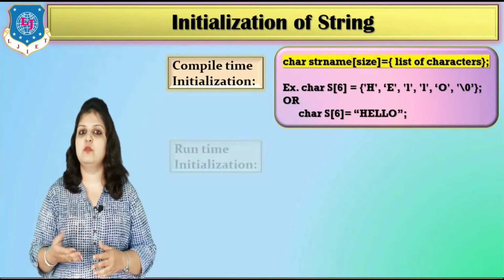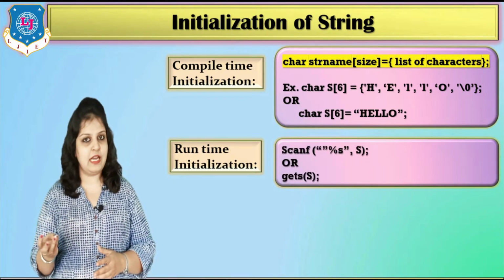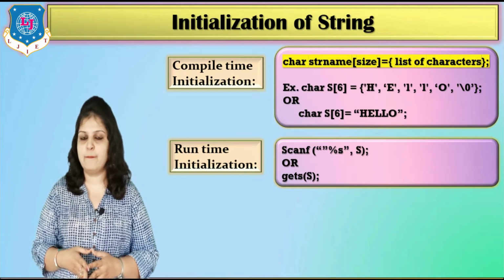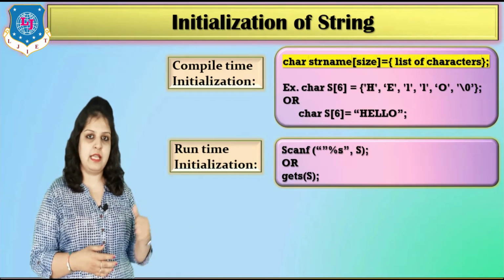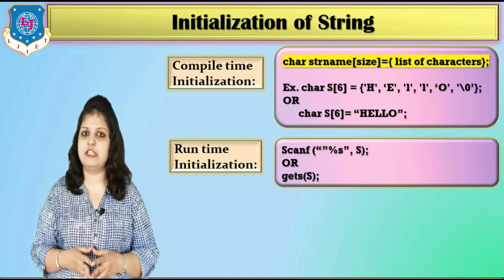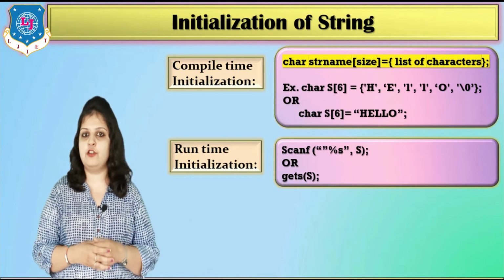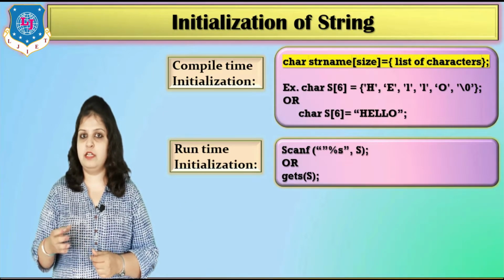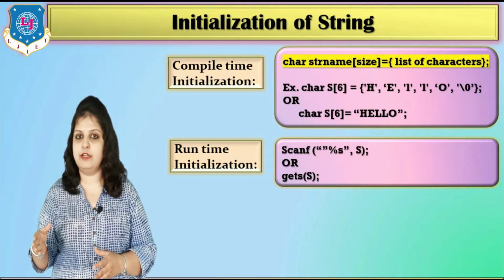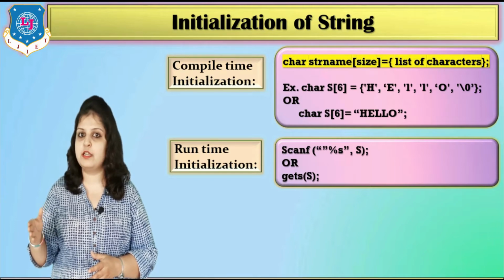And how can we store the value at runtime? It is also possible in 2 ways, using the scanf function and one another new function, that is the gets function. Just see, first write scanf, in brackets in double inverted commas write the control string %s for string, and then after that write your string name. But the limitation of the scanf function is that when a space is encountered, your string will be terminated at that particular character.